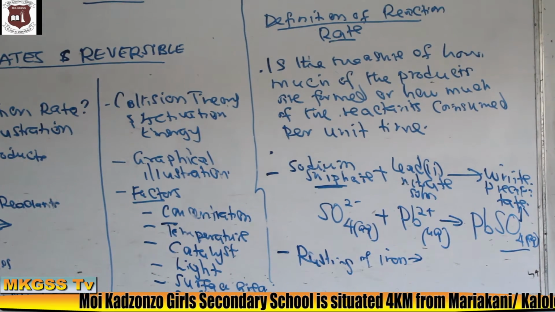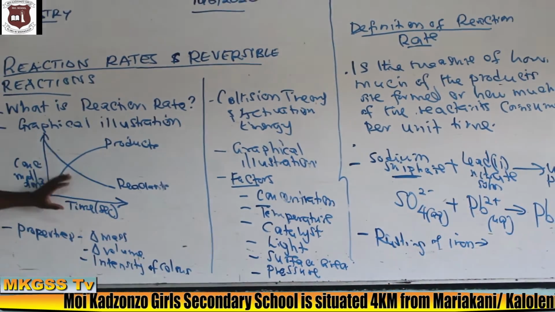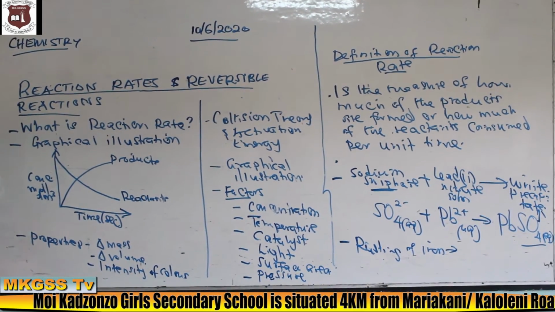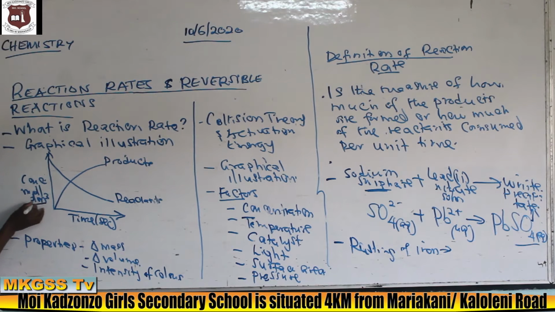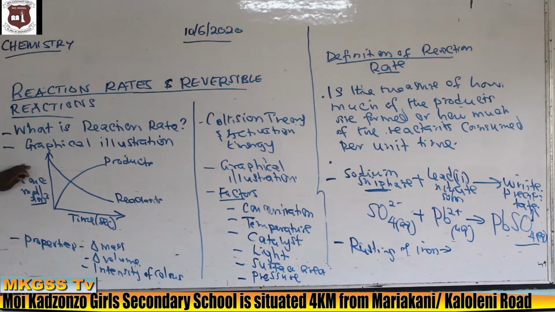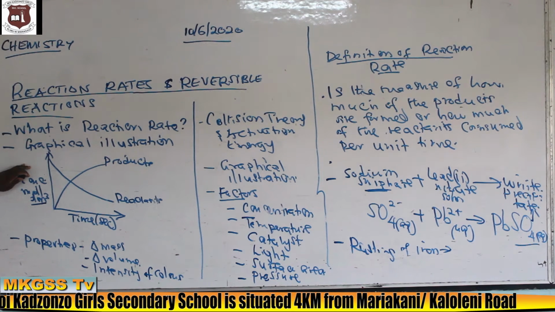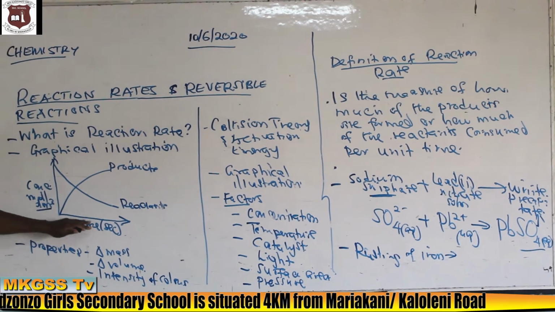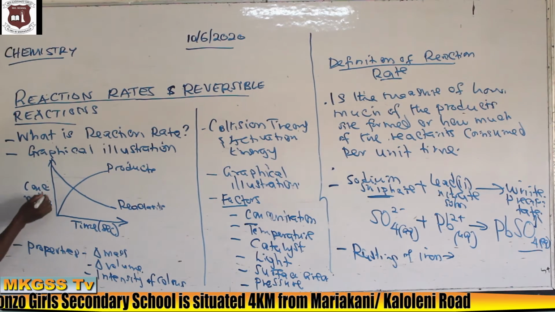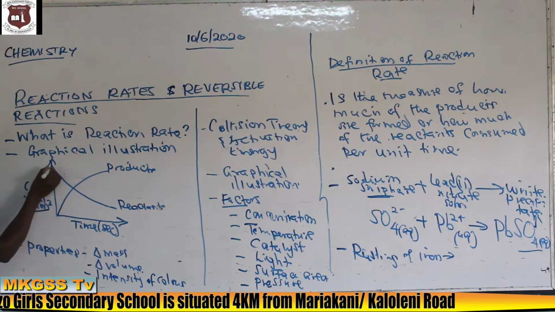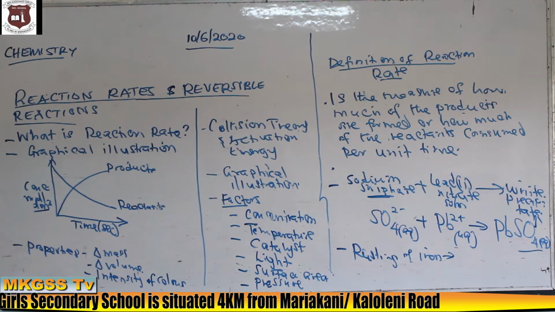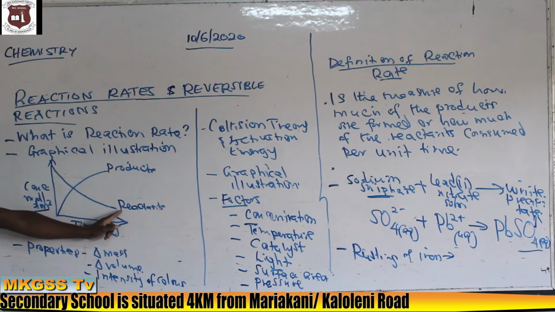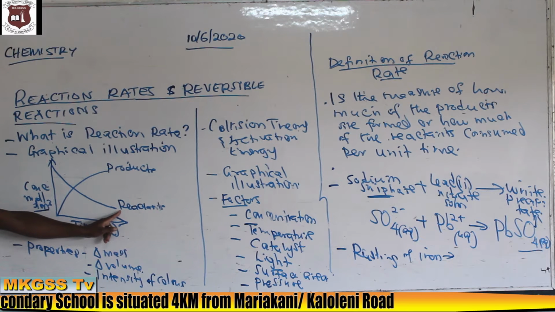Now, the graphical illustration for the reaction rate can be indicated by this graph, where the y-axis is the concentration of the reactants or the products, and then the x-axis is for the time. Now, during the reaction, you'll realize that the reactants are being consumed, and therefore as the reaction progresses, the quantity of the reactants decreases.